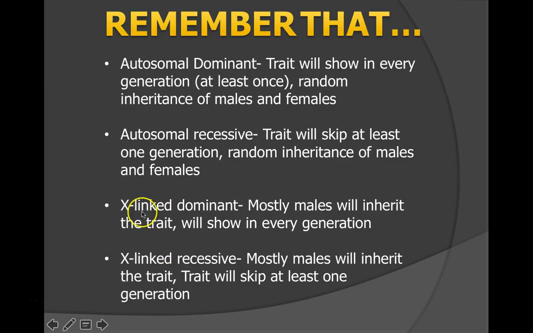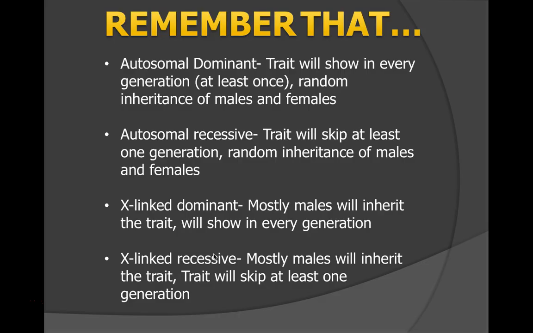For the X-linked, as we stated before, mostly males will get it. Now, looking at the difference between dominant and recessive, for both X-linked dominant and autosomal dominant, you will see at least one fully shaded individual in each generation. That's the main key. In order for it to be a dominant trait, it should be shown in every single generation. And if it's autosomal recessive or X-linked recessive, it's going to skip at least one generation.